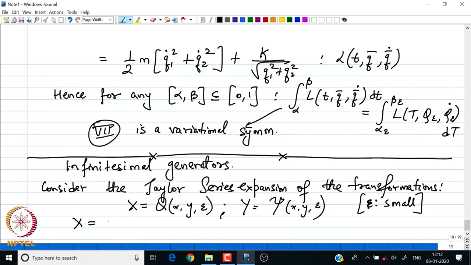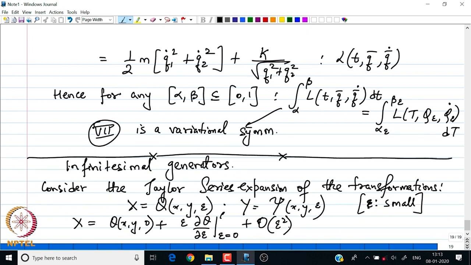Using Taylor series, X is theta of x, y, 0 plus epsilon times del theta del epsilon set at epsilon equal to 0, plus higher order terms, order epsilon square. What we are trying to do is represent our transformations up to linear order. We are ignoring higher order terms with respect to the parameter epsilon, because epsilon is close to 0, it is small.